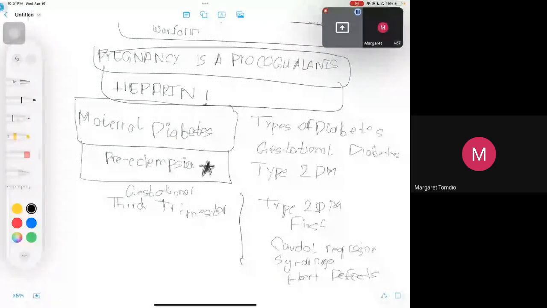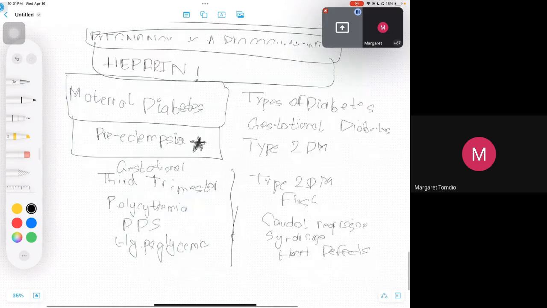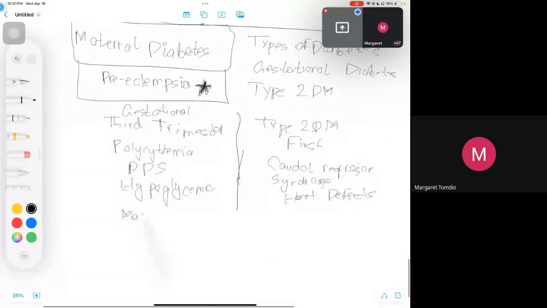But if the diabetes is present from the third trimester, which means the patient did not have any diabetes before the pregnancy, and in pregnancy she developed diabetes, then it's known as gestational diabetes, and for that, the patient will have these kinds of problems. It will be polycythemia, respiratory distress syndrome, hypoglycemia, and macrosomia. So these are the very small differences that they want you to know.